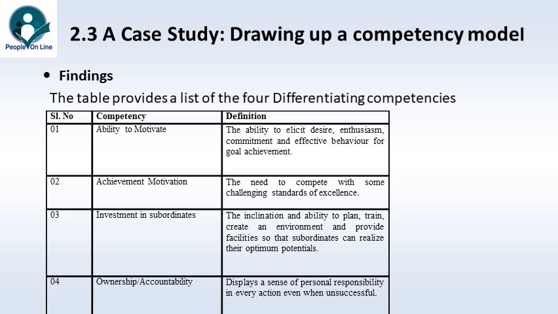3. Investment in subordinates. The inclination and ability to plan, train, create an environment, and provide facilities so that subordinates can realize their optimum potentials. And 4. Ownership or accountability. Displays a sense of personal responsibility in every action, even when unsuccessful.